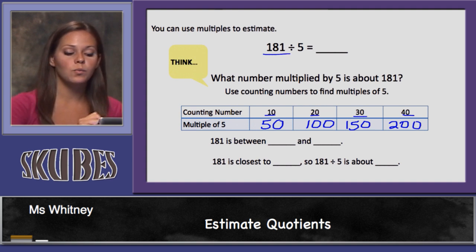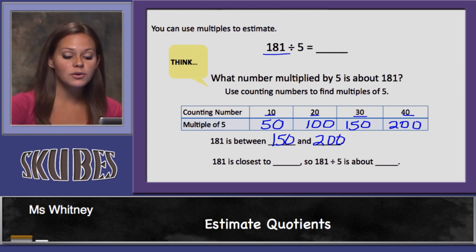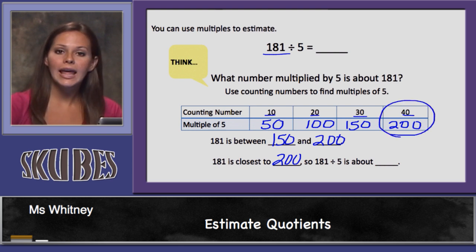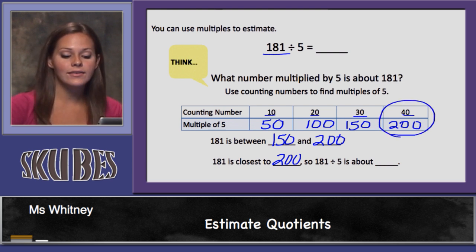Our dividend, 181, falls between 150 and 200. 181 is closest to 200. So 181 divided by 5 is about 40.